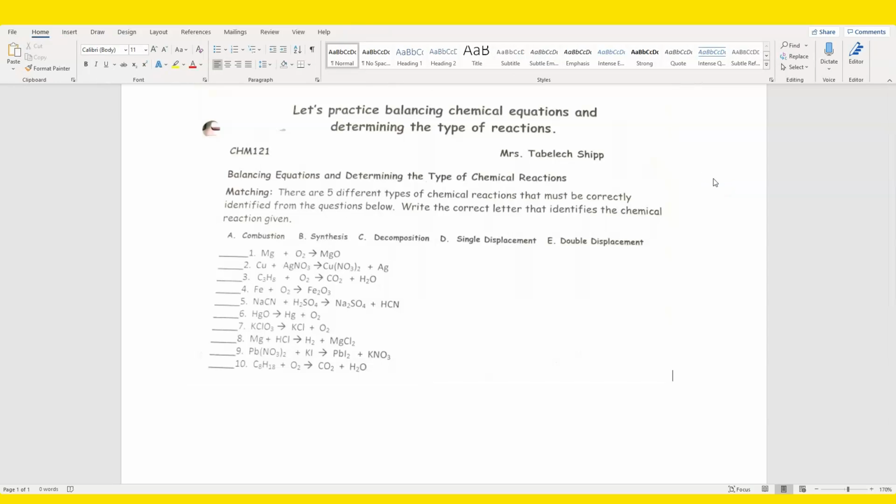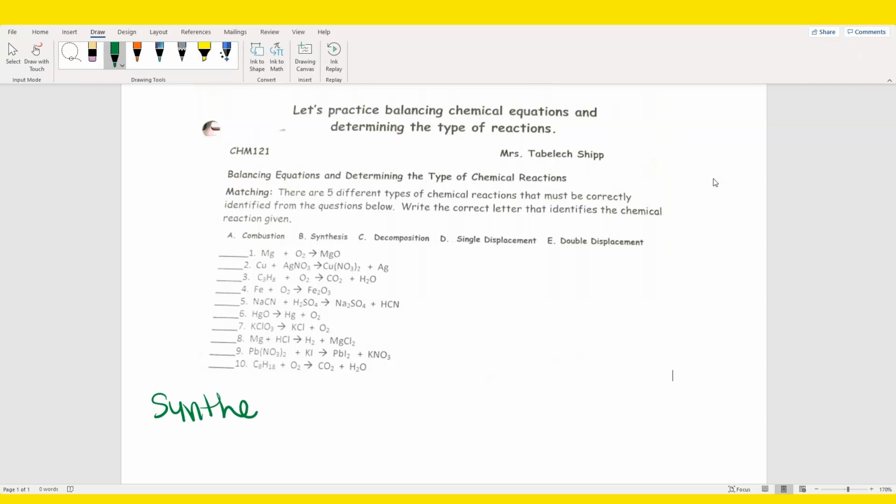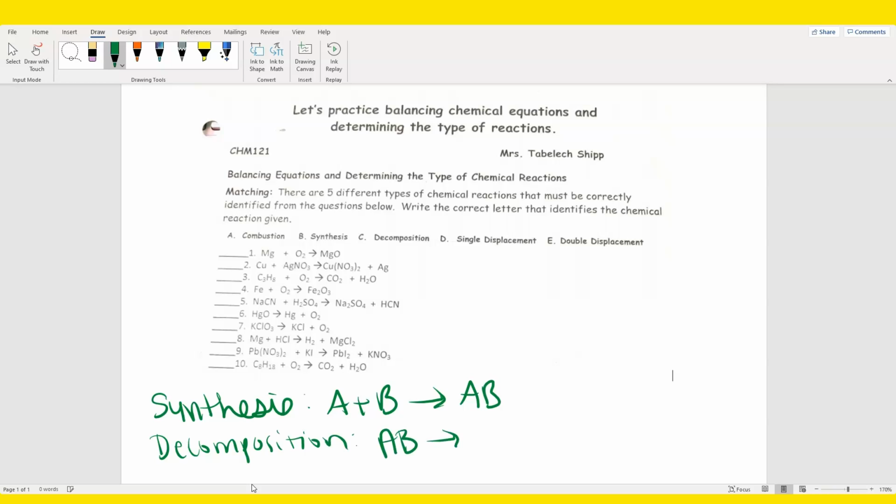Again, if you remember, I'm going to put them down below so that you can see it. A synthesis is basically 2 different elements that come together to form a compound. Decomposition is when you have that compound that breaks apart, okay, into either 2 elements or a compound and an element.